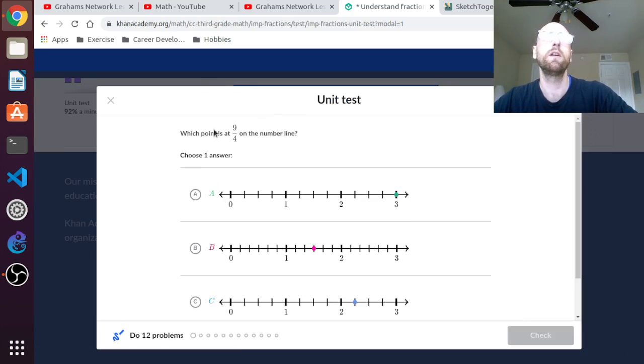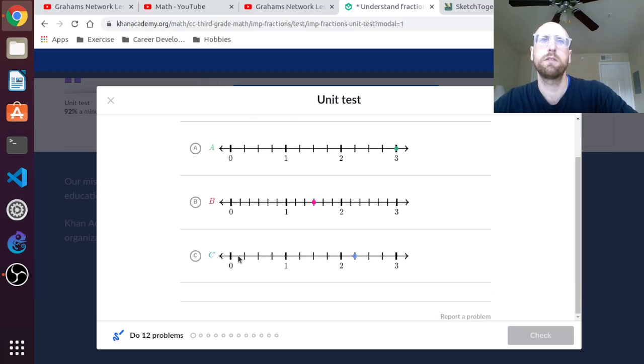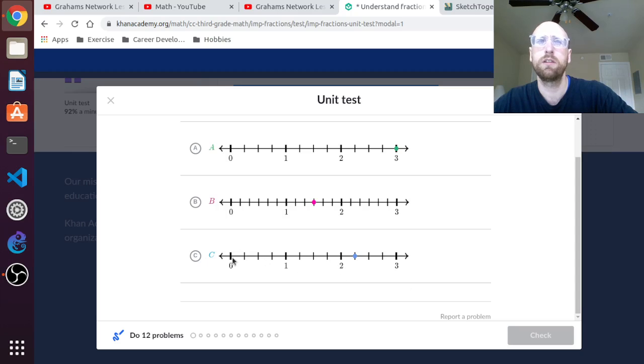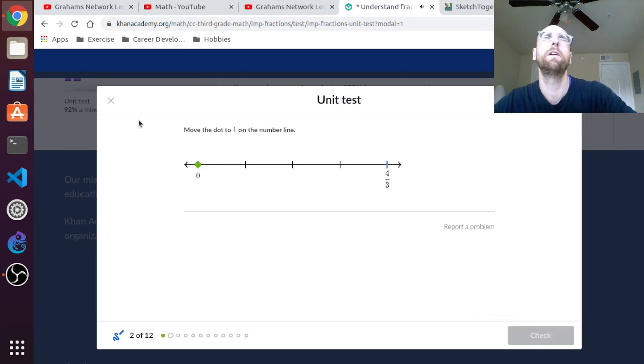Okay, so at what point is 9/4 on the number line? So we know this, if we've got this representing wholes, we know that it's got to be divided into 4, so we know B is incorrect. So our answers are between A and C. So 9/4, we know it's greater than 1. It's actually going to be greater than 2 as well. So it's going to be C. We can see we have 1, 2, 3, 4. 4 times 2 is 8, so 9. The answer is C.